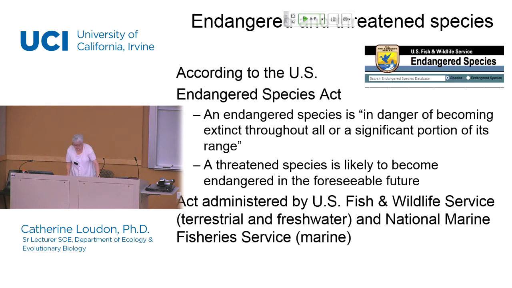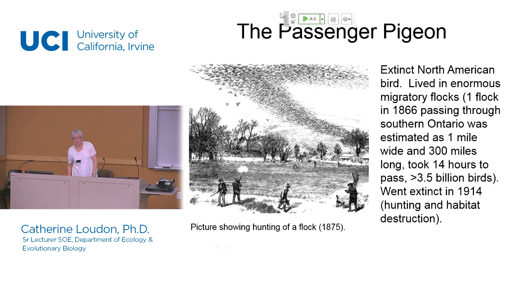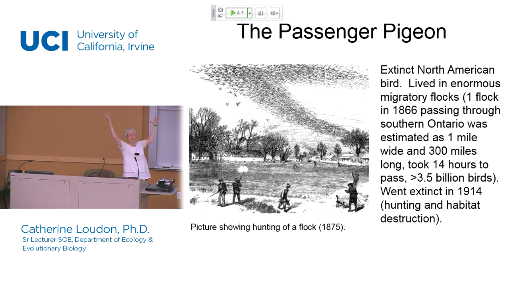Now, this level of federal protection started primarily after what happened to a very famous bird, the passenger pigeon. This is an extinct bird, sadly. I would have loved to have seen one. It lived in North America. It lived in enormous migratory flocks. Here's a picture on the left-hand side from 1875 showing some individuals out hunting this flock. Apparently these birds were so common that you could see huge clouds of them darkening the sky.